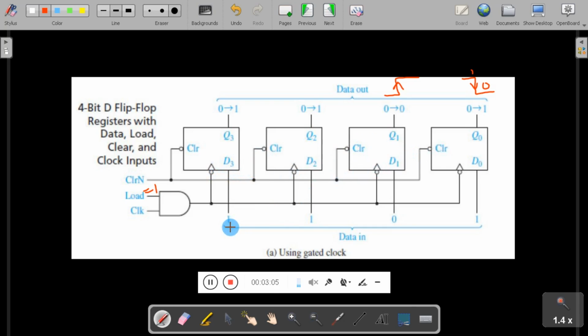For example, if you take the input 1, 1, 0, 1, and initially by using the asynchronous signal, we make the output of the flip-flops 0, 0, 0, 0. During the negative edge of the clock, this input is loaded into the flip-flops and moved to the output, and the output becomes 1, 1, 0, 1. So this type of register is also called a parallel in and parallel out register.